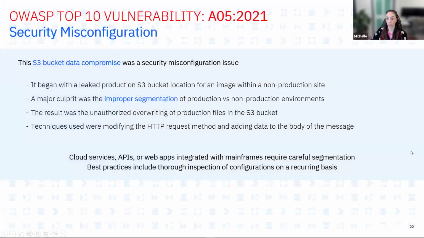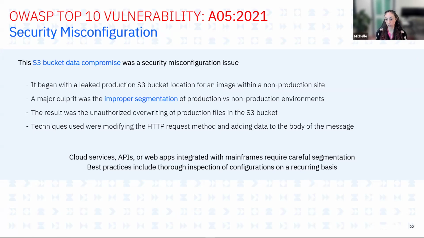So this falls into number 5, security misconfiguration. The S3 bucket data compromise was a security misconfiguration issue. It began with a leaked S3 bucket location for an image. It was just an image in a non-production site. The major culprit was improper segmentation of production versus non-production environments. The result was unauthorized overwriting of production files within the S3 bucket.